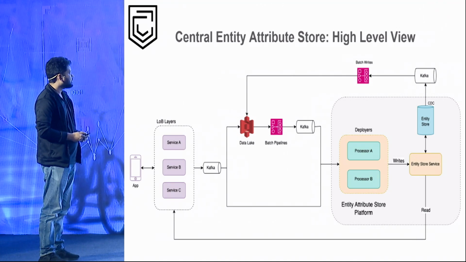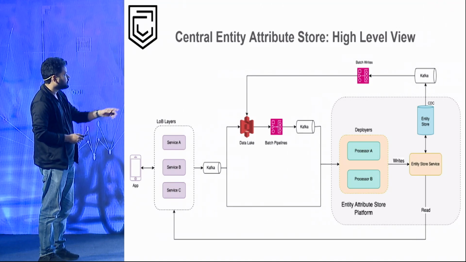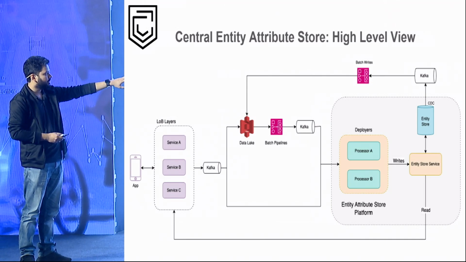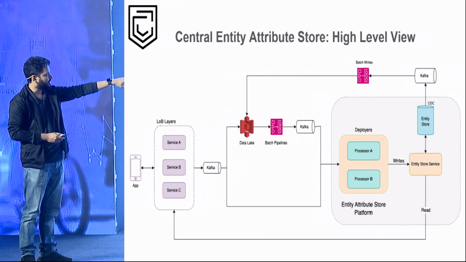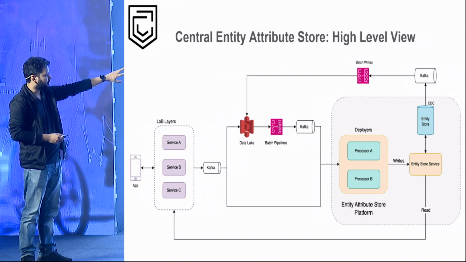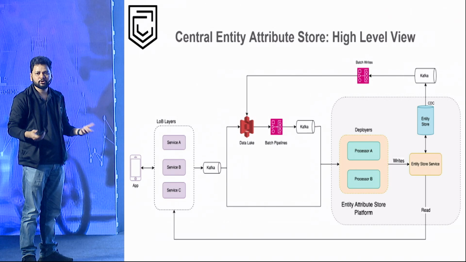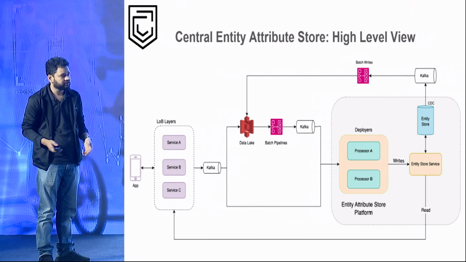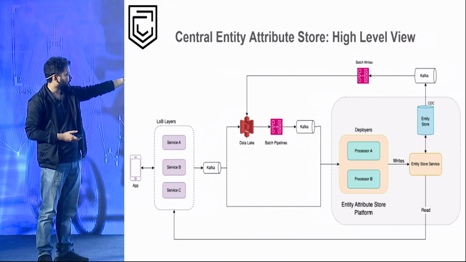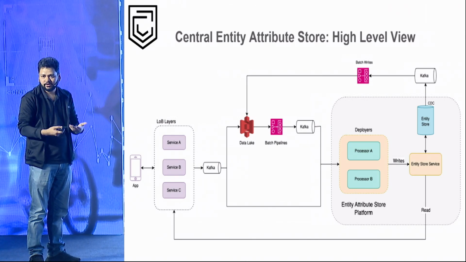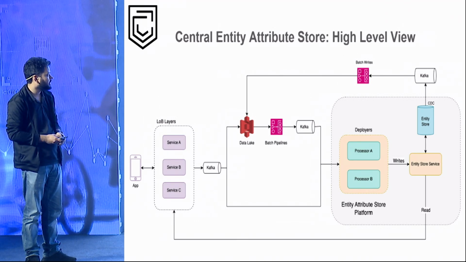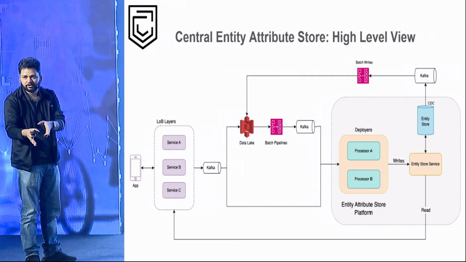So this is how it looks, essentially. If I zoom into the grayed out area, that is the domain of the entire platform. It contains the entity store, and the entity store service that manages the writes and reads from the entity store. And there are certain deployers. This is the place where the attribute owners, or the lines of business owners, can connect their data sources to the platform and specify certain transformation logics, which transform the input data into the attribute values.